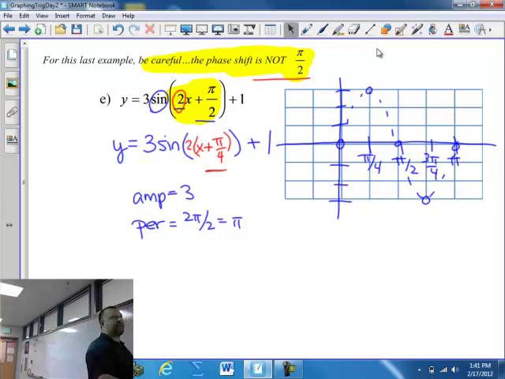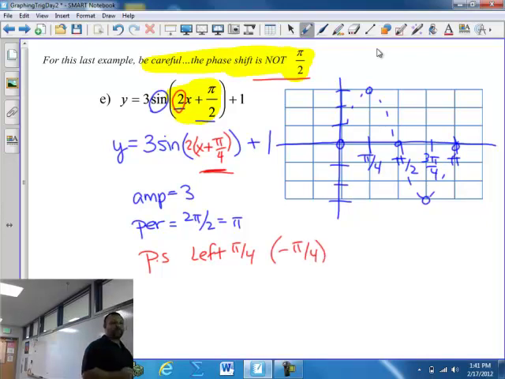Now what are we going to do to it? Phase shift. We're going to go left pi over 4, or we write that as minus pi over 4. And we don't care if you write left or minus. Left or minus is the same thing. Vertical shift, up 1. So I've got to take all of these points and move them left pi over 4, which in this scale, pi over 4 is 1 box. So left 1 box, and up 1 box.